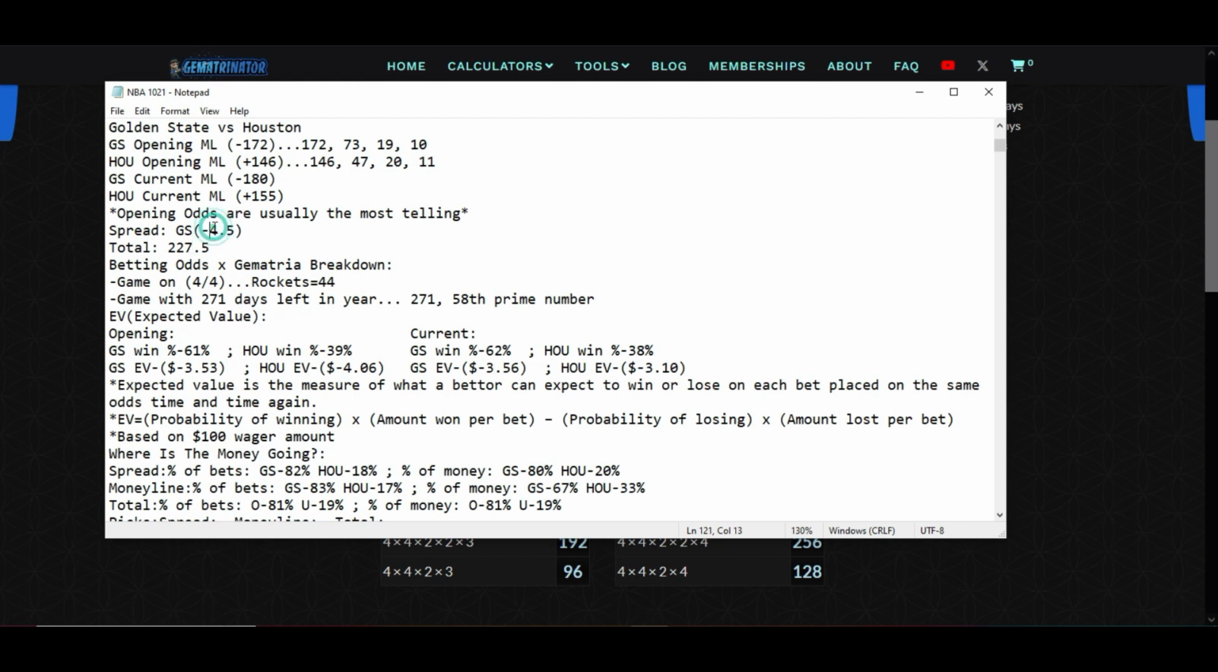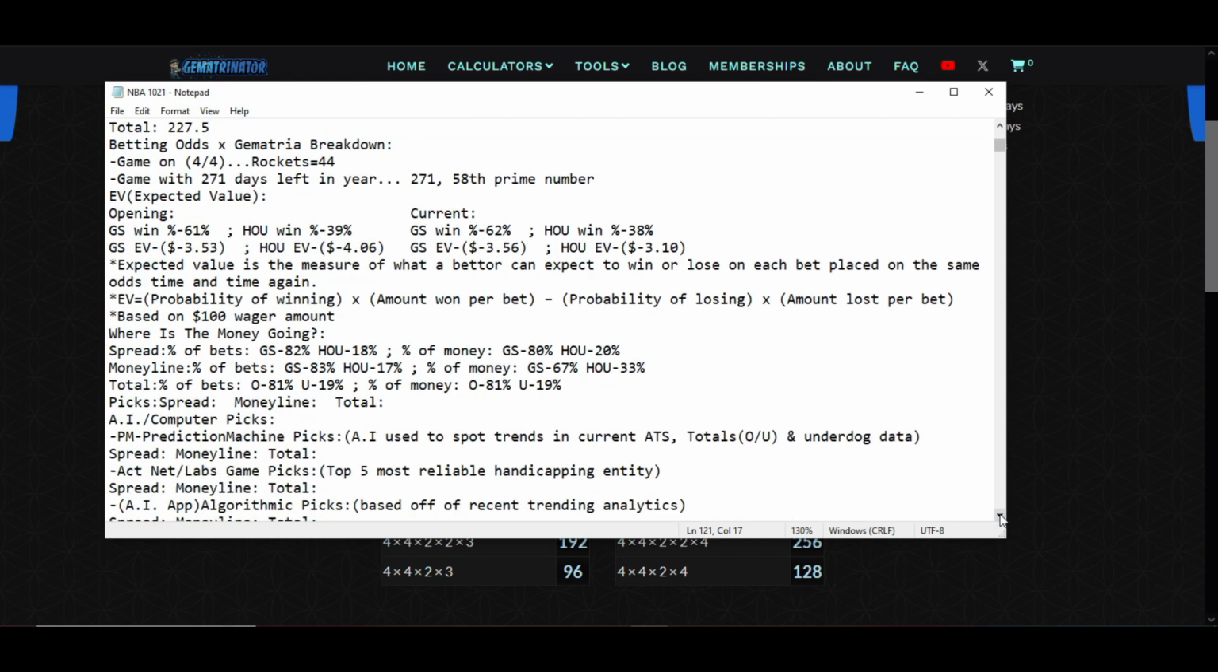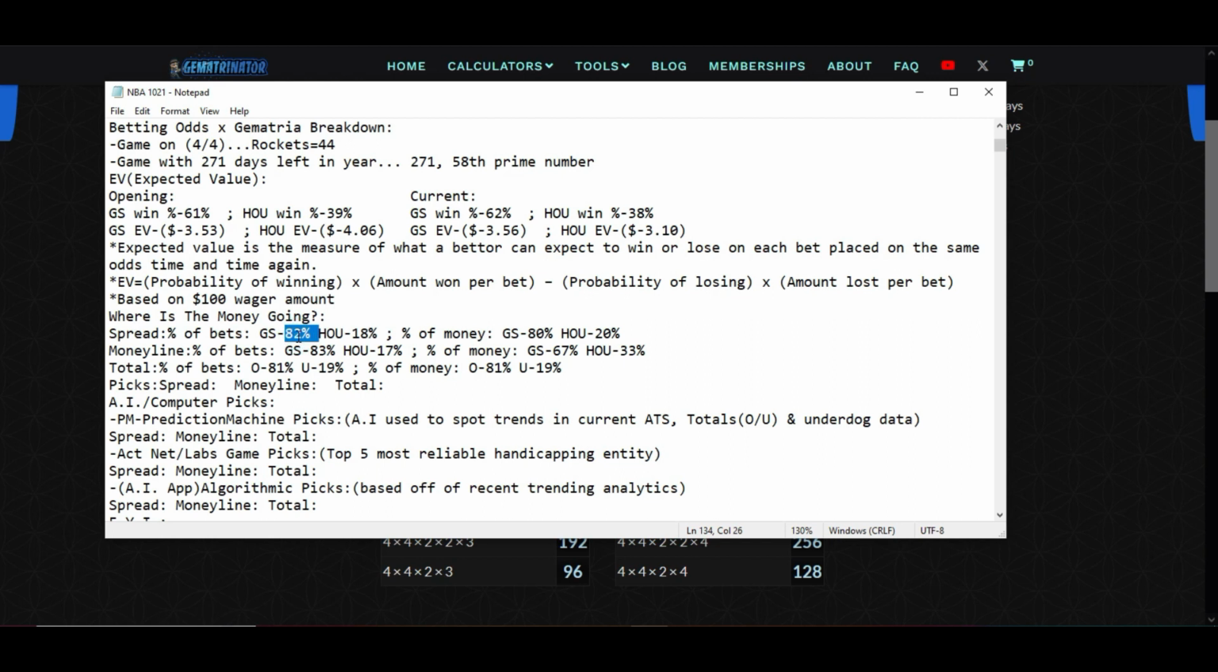Golden State, minus 4.5 on the spread, 4.5 point favorite. 227.5 points is the total. Where is the money going? Percentage of bets on the spread: Golden State 82%, Houston 18% of the bets. Percentage of money on the spread, 80% going to the Warriors, 20% going to Houston. Money line percentage of bets, 83% going to the Warriors, 17% going to Houston. Percentage of money, 67% going to the Warriors, 33% going to Houston currently.